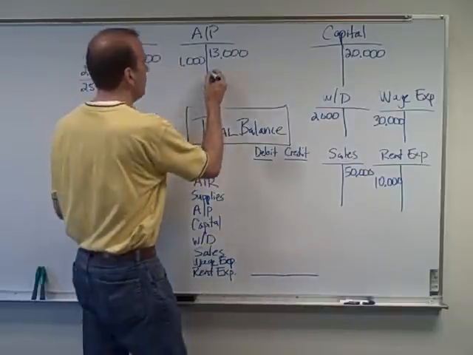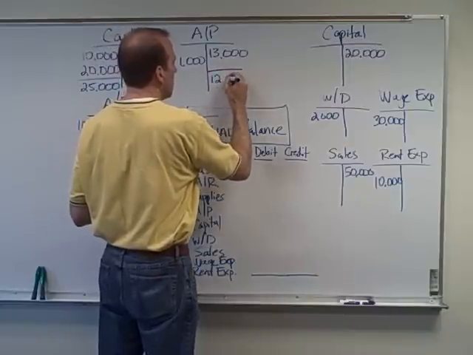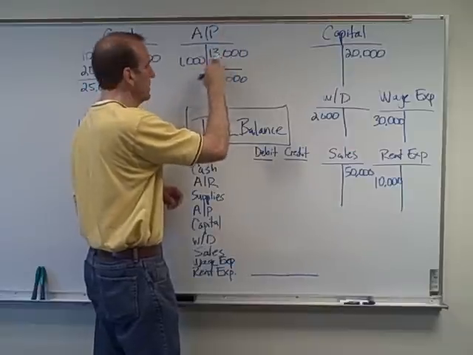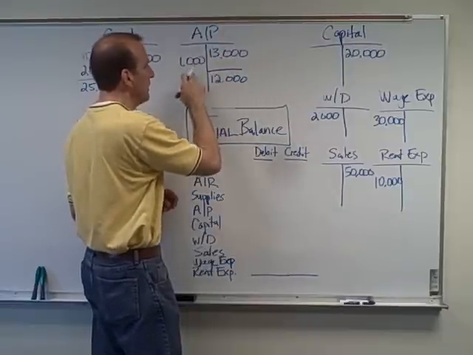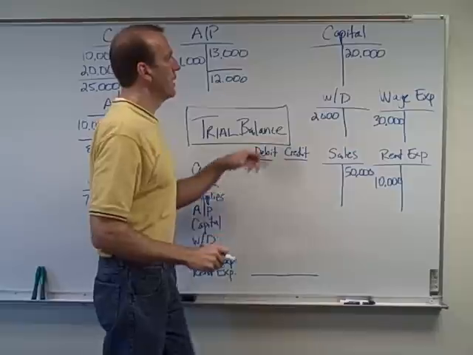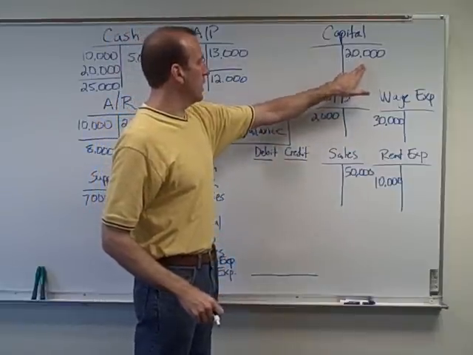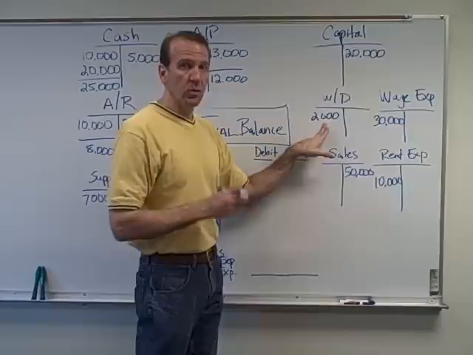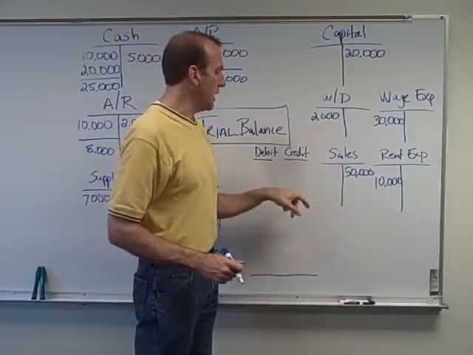For accounts payable, since we have a 13,000 credit, payable is a liability, so it should have a credit balance, and a 1,000 debit, that means that we've got a 12,000 overall credit. Capital has a credit balance of 20,000. Withdrawals has a debit balance because it reduces equity. Debits reduce equity, has a debit balance of 2,000.